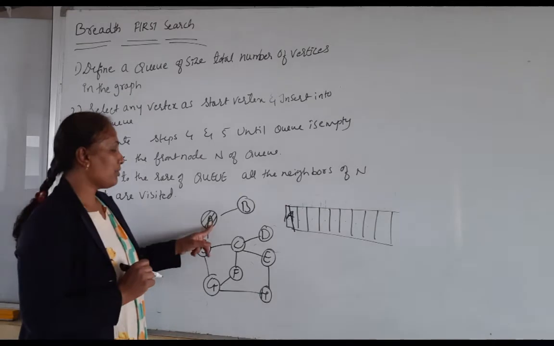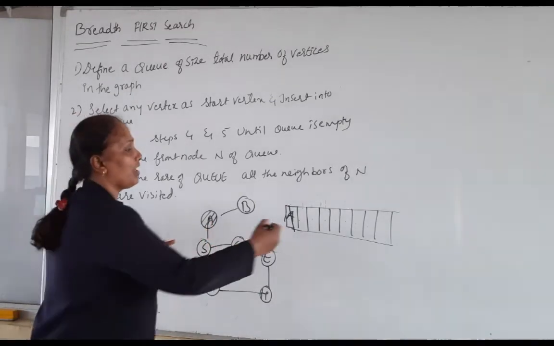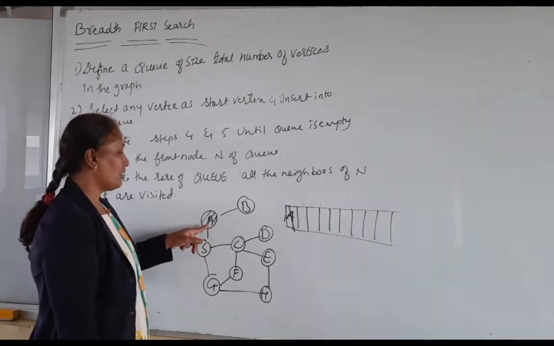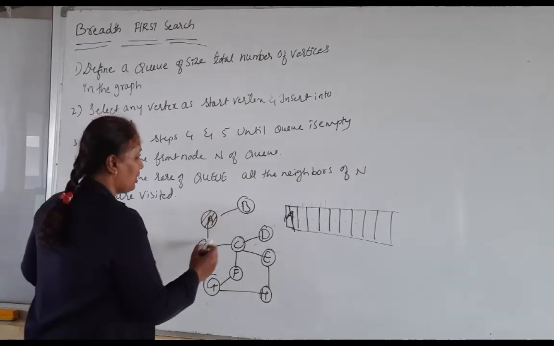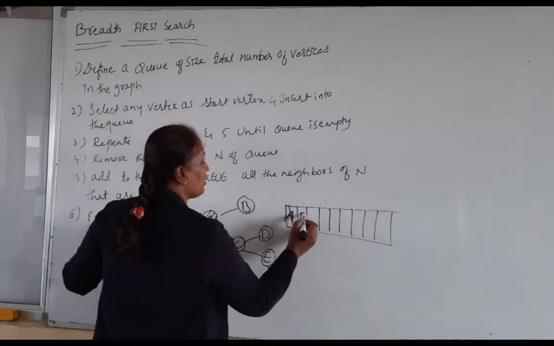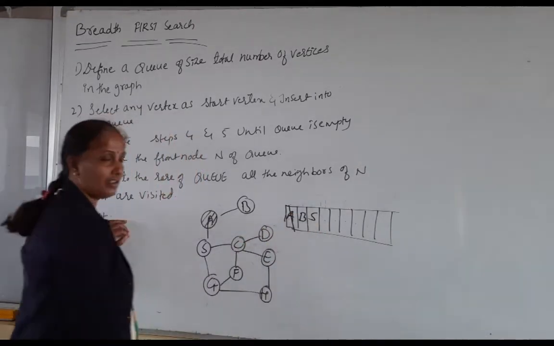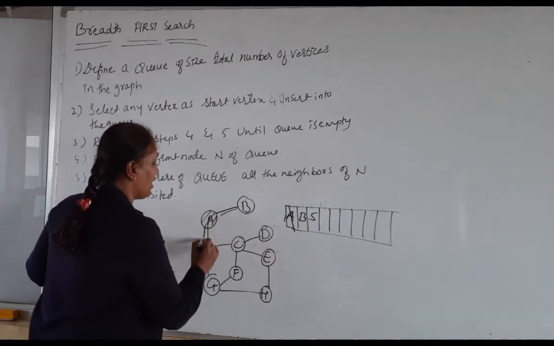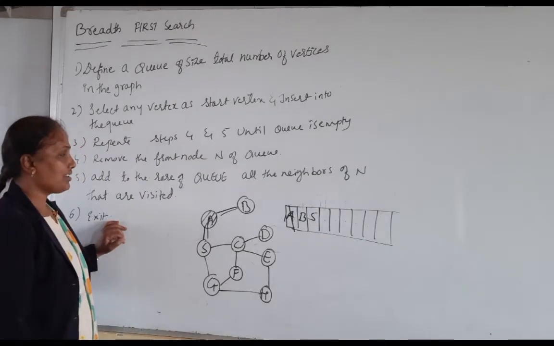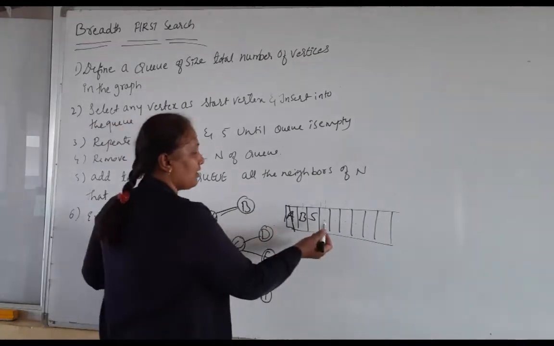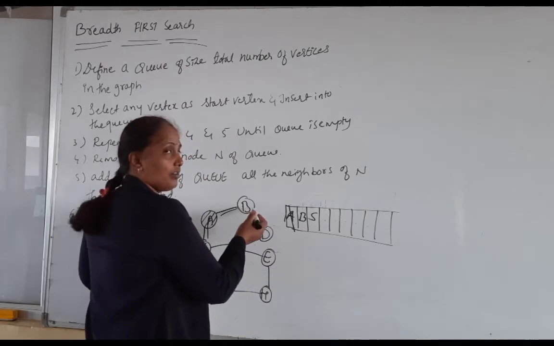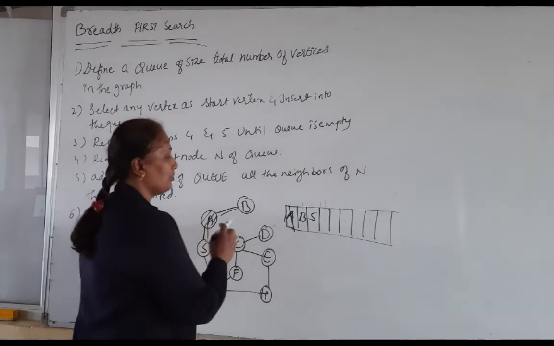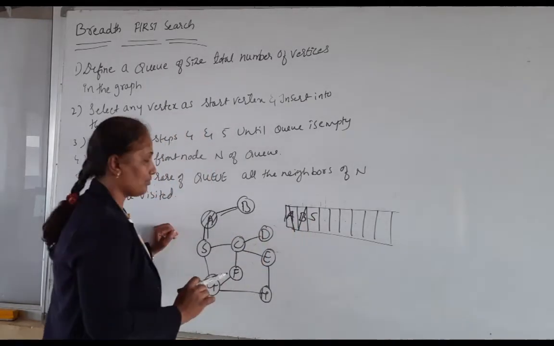So after removing that, I must add to the rear of the Q the neighbors which are connected to this A. What are the neighbors of A? B and S are the neighbors. So I am going to add this in a Q, B and S. So from A I had visited B and I had visited S. Next, from B can I visit any vertices? So check it out. Does the B vertex have any neighbors? No. So I am going to delete this.